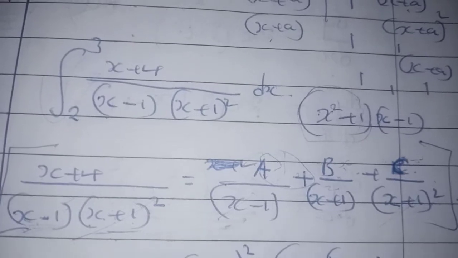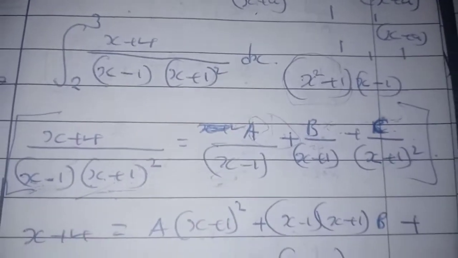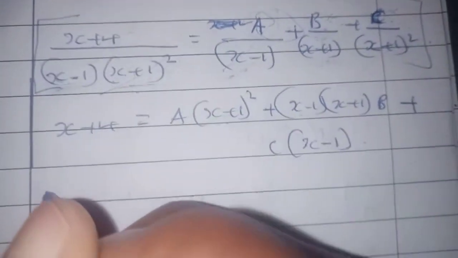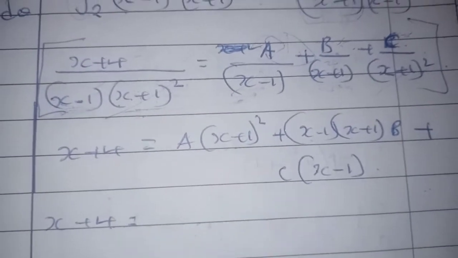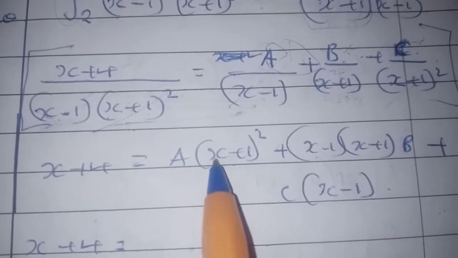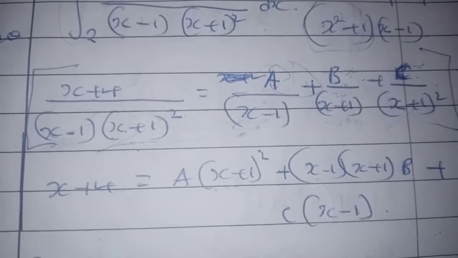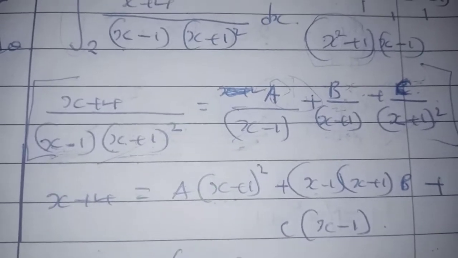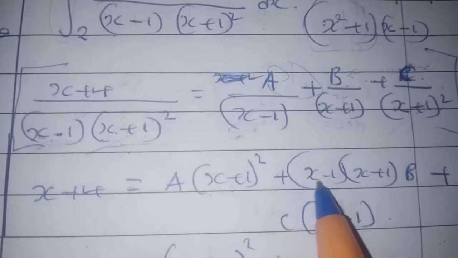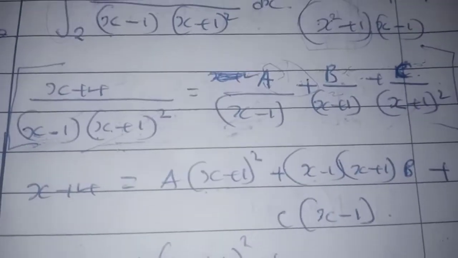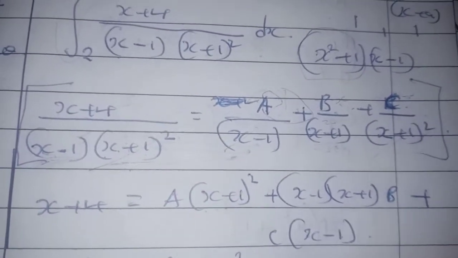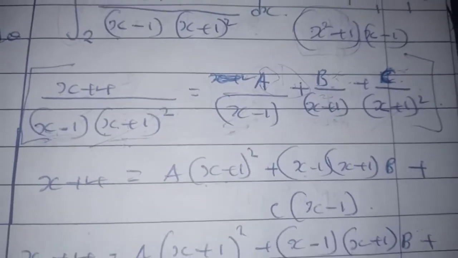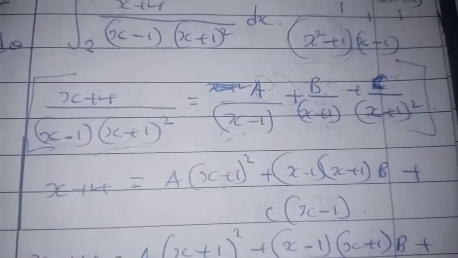Now, can't you see this is in its simplest form? Let's further simplify it. x plus 4 is just equal to a into x plus 1 squared, plus, we can expand this one, or we just decide to leave it as it is. Just leave it as it is. We can solve it as it is, times b plus c into x minus 1. Now, let's solve this one.